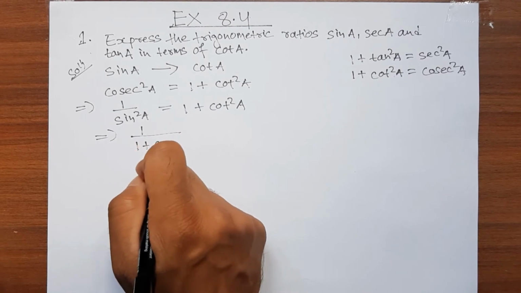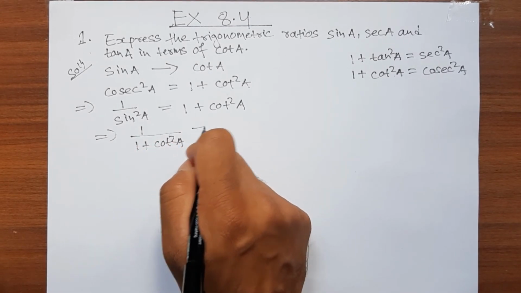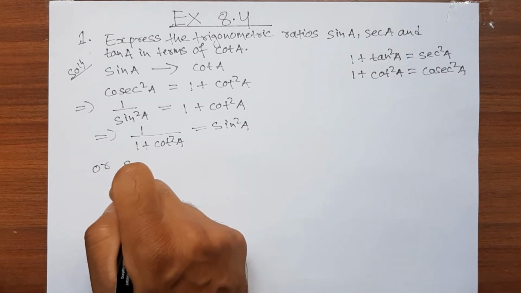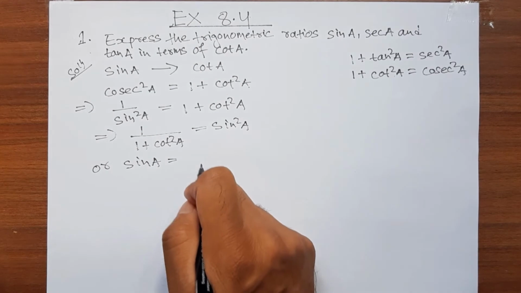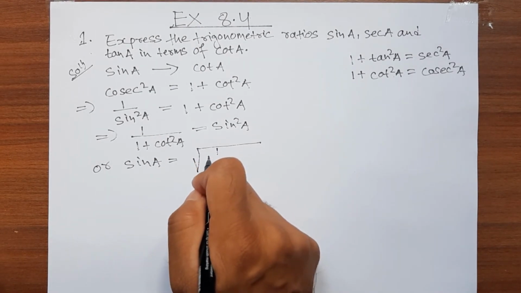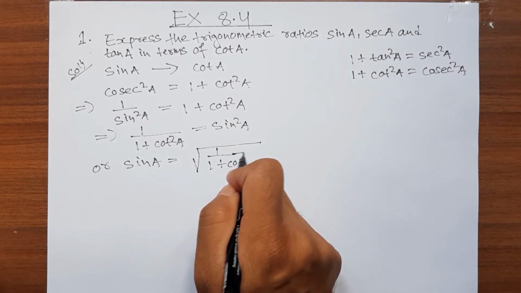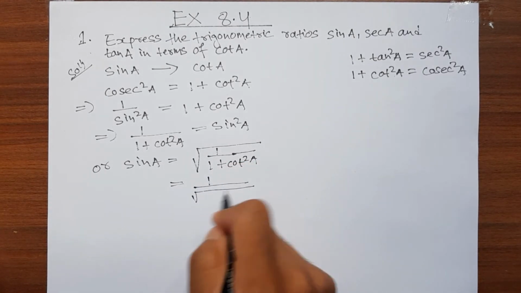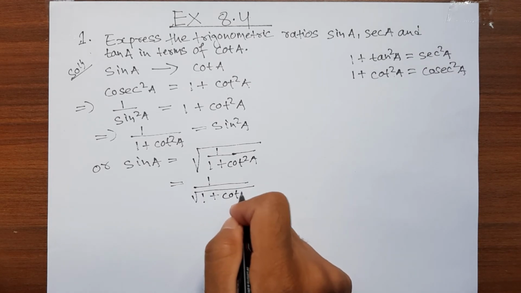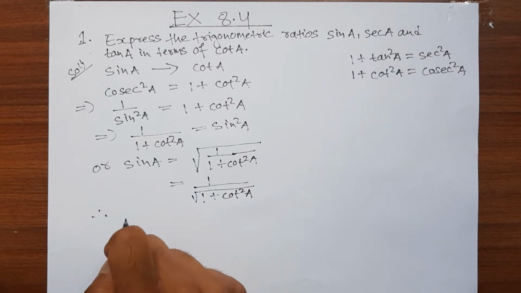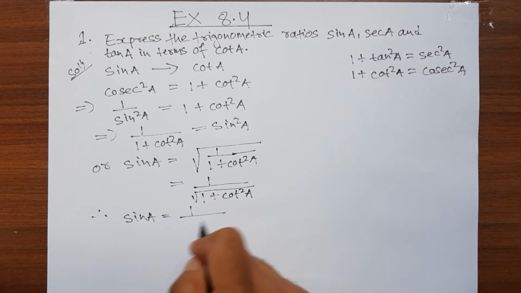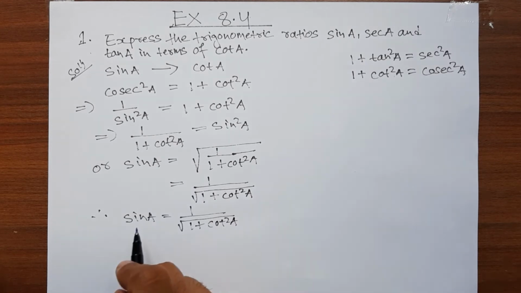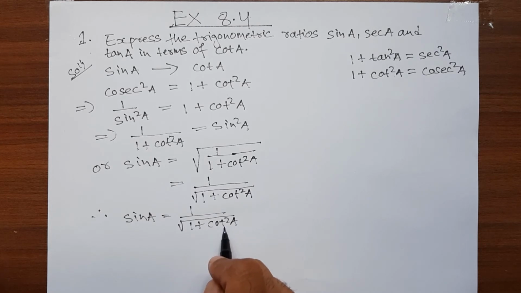This implies 1 by 1 plus cot square A equals, if this goes to this side, sin square A, or sin A equals root under 1 by 1 plus cot square A. This equals root under 1 is 1 by root under 1 plus cot square A. Therefore, sin A equals 1 by root under 1 plus cot square A. Thus, we have arrived at the result sin A equals 1 by root under 1 plus cot square A.